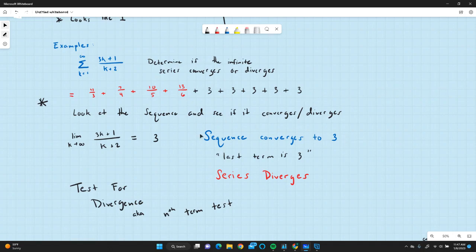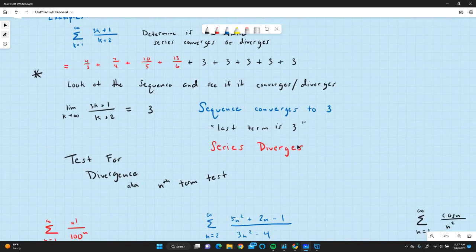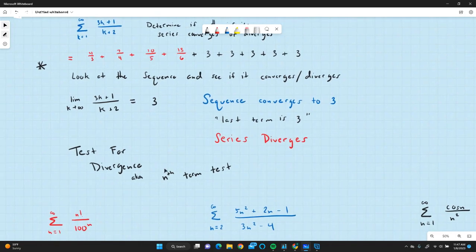So if the sequence converges to 3, that means the last term is 3. That means we just keep adding 3. Our series is never getting closer to a value because we keep adding 3 every time we take the series further and farther, which means the series diverges. Now, this process is called the test for divergence, also known as the nth term test.